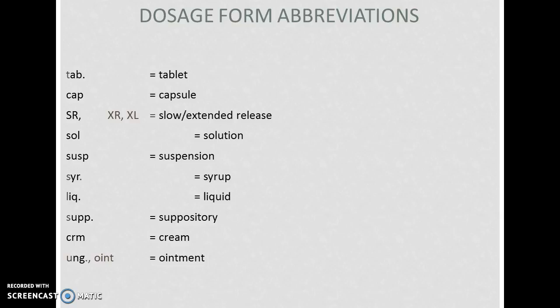Different types of dosage forms that you will see. TAB, tablet. CAP for capsule. SR, XR, XL means slow or extended release. SOL, solution. SUSP, suspension. SYR, syrup. LIQ, liquid. SUPP, suppository. CRM, cream. UNG or OINT, ointment.